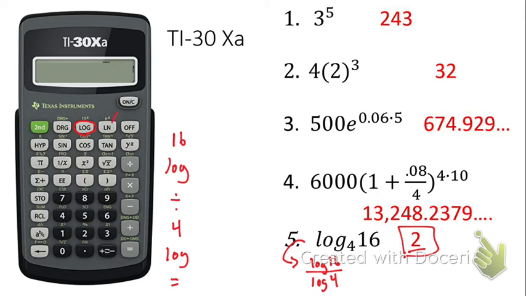Now, this button right here is a natural log button. You could do it with that one as well. Just hitting ln of 16, then ln, then divided by ln of 4, equals, and it'll still get you 2. But that's how you use some of these buttons on this calculator.